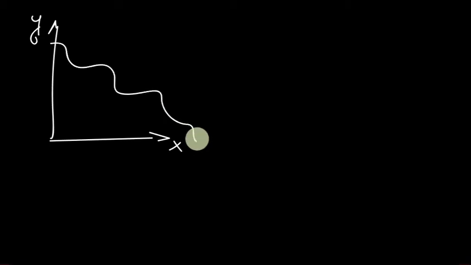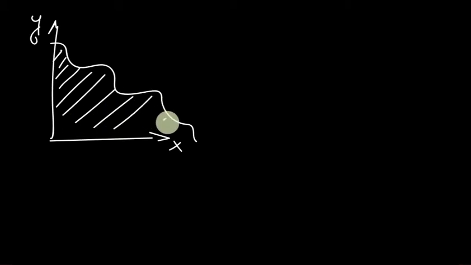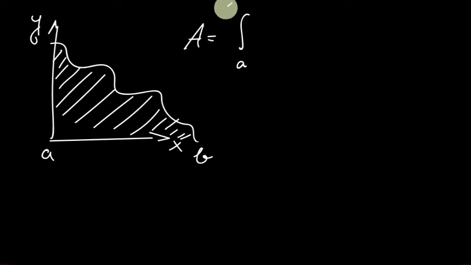So, if we have x and y axis, and we have some function, let's say it looks like this, and we want to find the area under the curve of this function. Let's say this is a and this is b. So what we need to do is to integrate from a to b our function f of x with respect to x. So this would give us area.